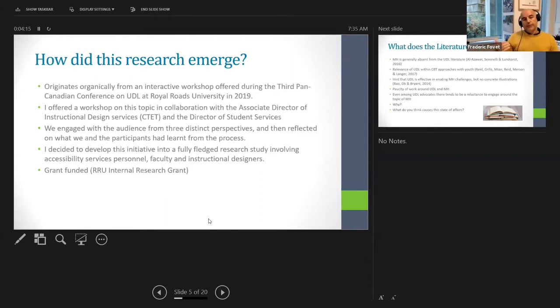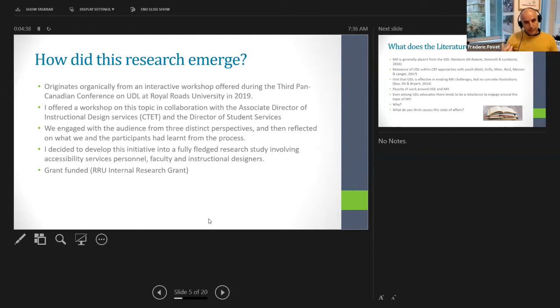The session was great, was really well attended, and we got so much feedback that I decided to really go with this. I thought there's really something there, because even within the session, you could see that our perspective as faculty, head of accessibility and instructional design, we didn't have the same perspective at all. And I thought there's really something we need to dig into there to see how that could be the sort of trigger for change on our campuses.